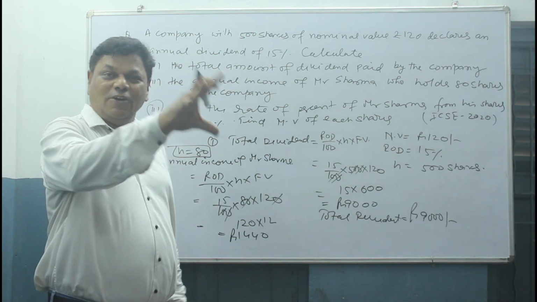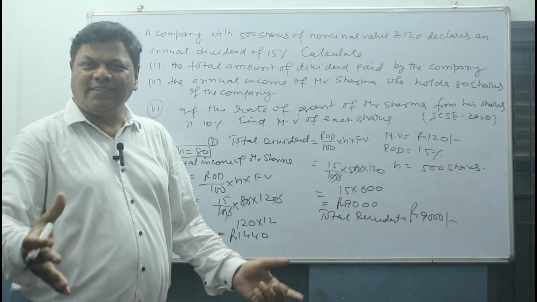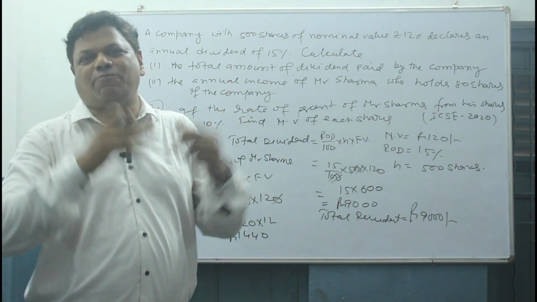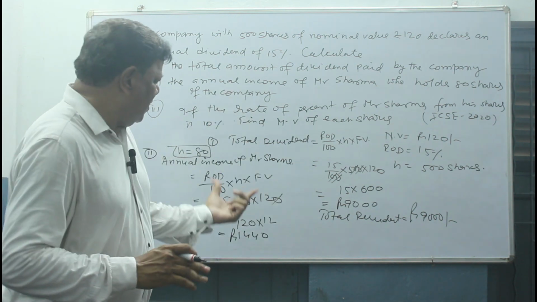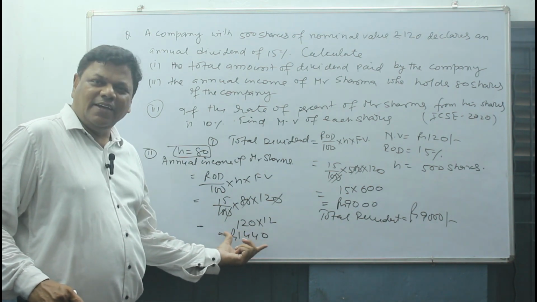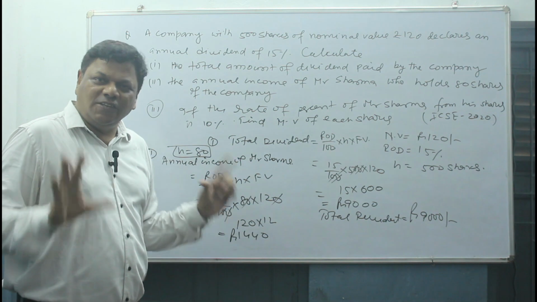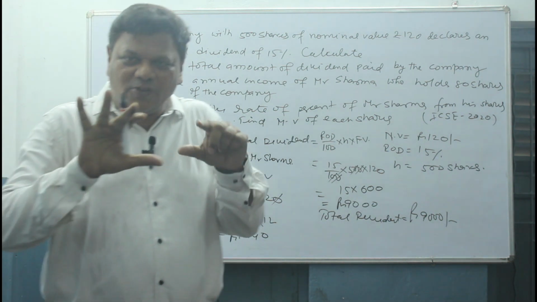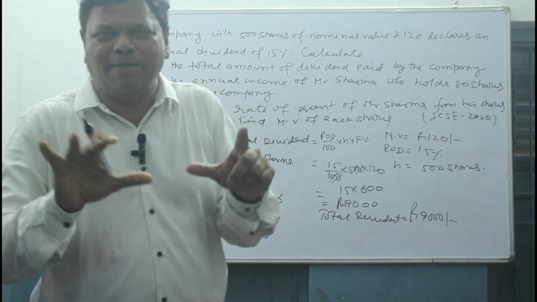Okay. So when a particular person is there, holding 80 shares, what is his annual income? That we have to find out. Now see, 1440, he has to get as annual income. Okay, so these two parts you are clear. So the sum is changing a little, the concept is same.